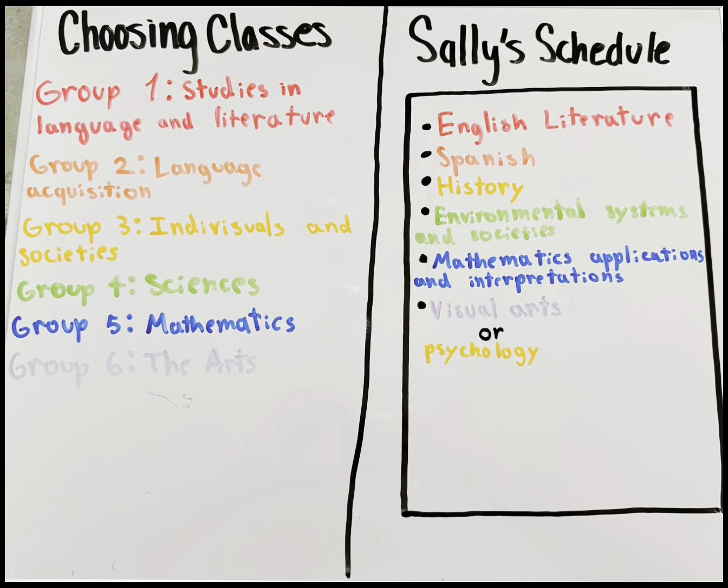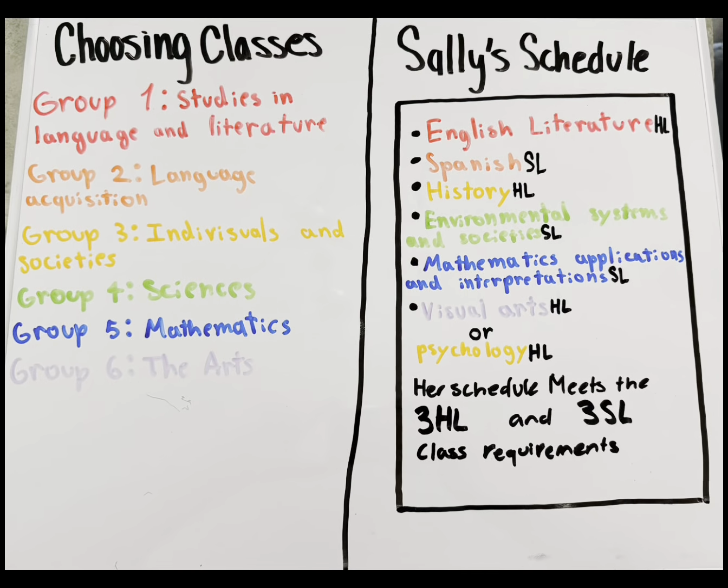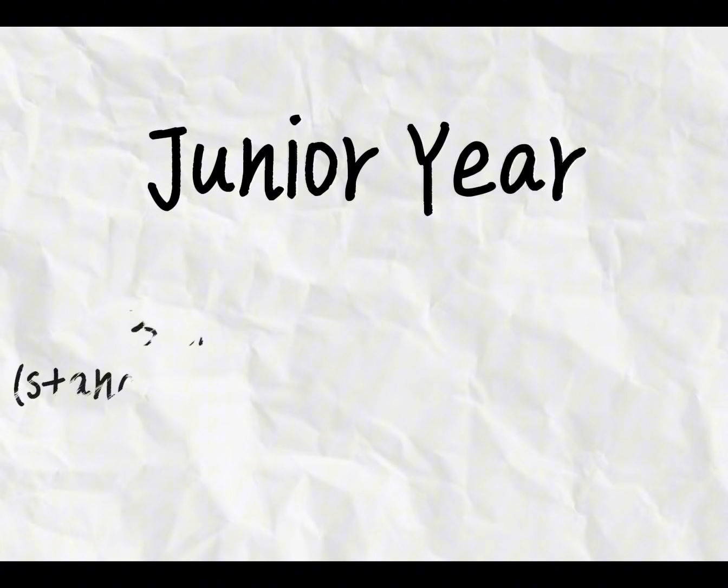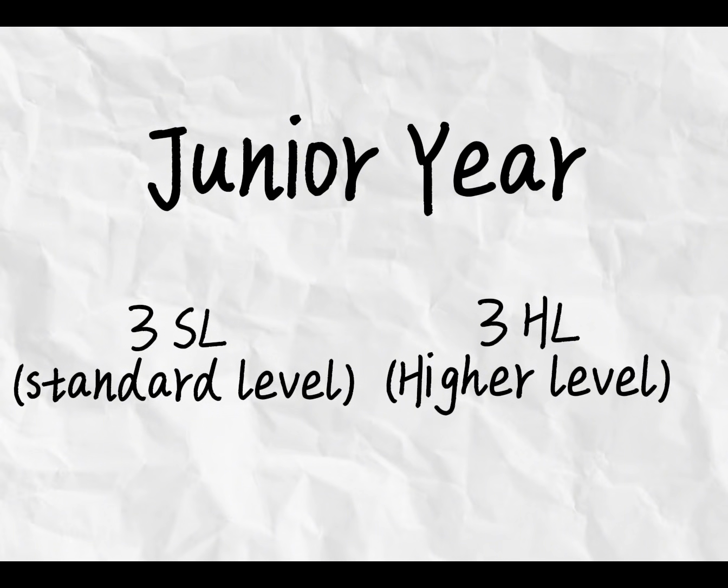Group 6 is the Arts. These classes, for example, are Visual Arts, Film, and Dance. In these 6 groups, you are required to take classes from groups 1 to 5, but you have a choice to pick from group 6 or any class from groups 2 through 4. It is also important to keep in mind whether your school offers higher level or standard level of the courses you are wanting to take. Students must take 3 higher level classes and 3 standard level classes. In your junior year, you will take 3 SL and 3 HL classes.